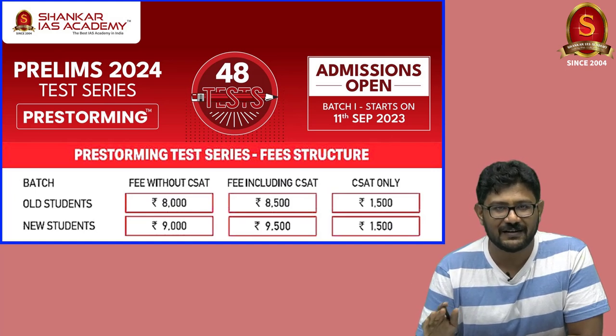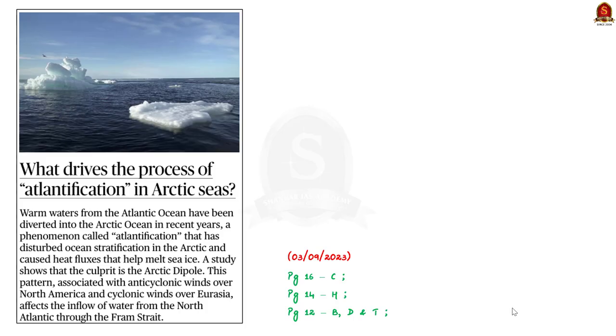Now, without wasting time, let's get into the discussion. Take a look at this article from yesterday's newspaper. This article is about a new concept called atlantification. The article explains how atlantification affects the sea waters of the Arctic Ocean. So, in this discussion, we will understand the concept of atlantification in detail.